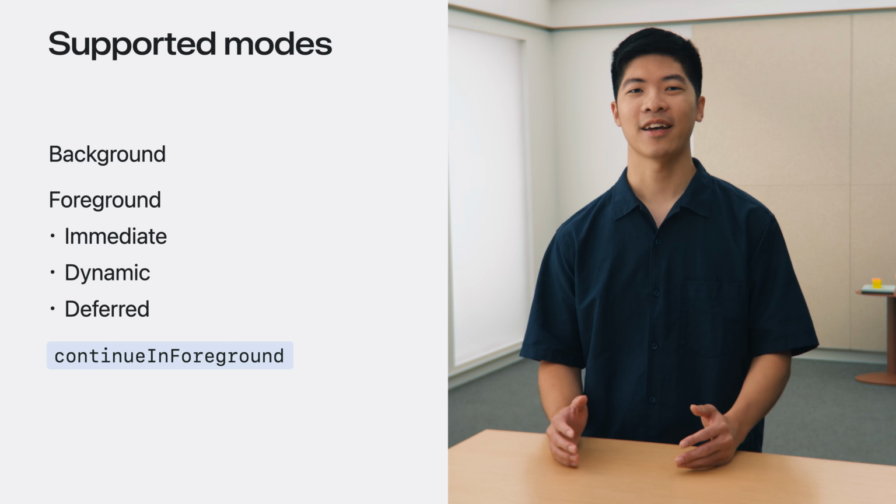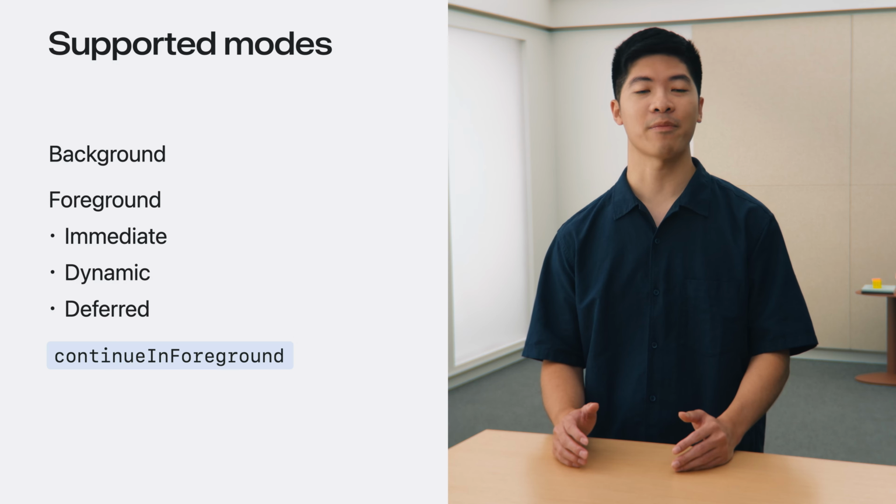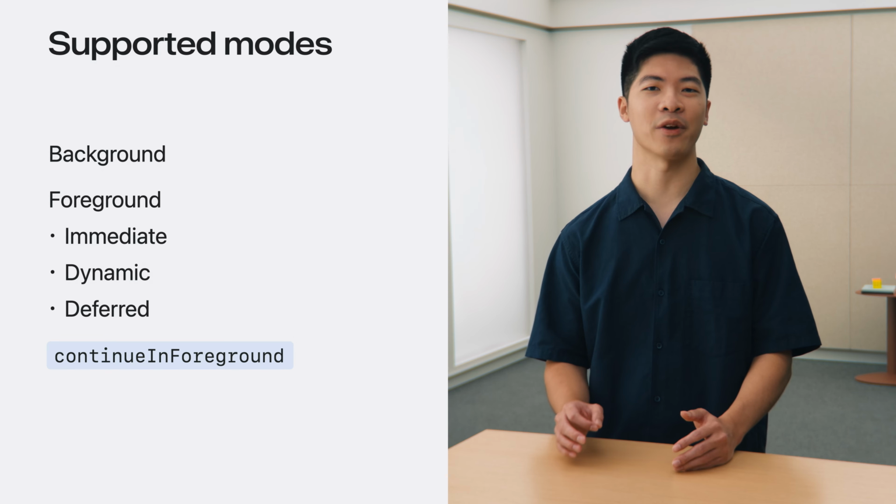The available supported modes include background and 3 foreground modes. There's immediate, which tells the system to foreground the app before running the intent. Dynamic, which allows the intent to decide whether or not to launch the app. And deferred, which indicates the intent will eventually foreground the app, just not immediately. getCrowdStatus might not launch the app, so dynamic is the perfect choice. For these two modes, the intent can use the continueInForeground method to control exactly when to bring the app forward.